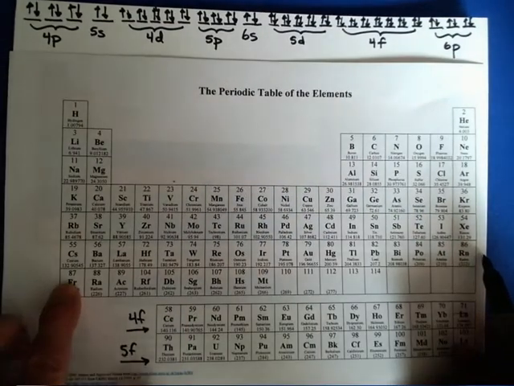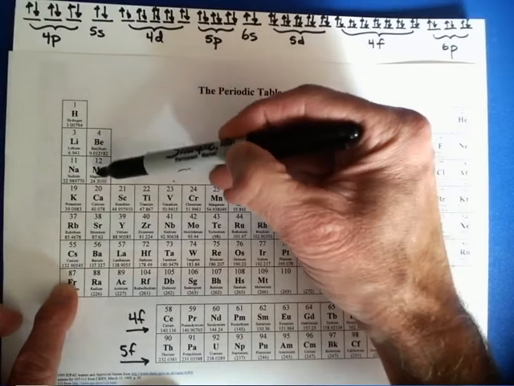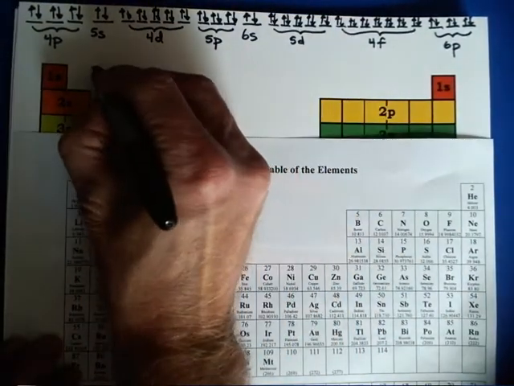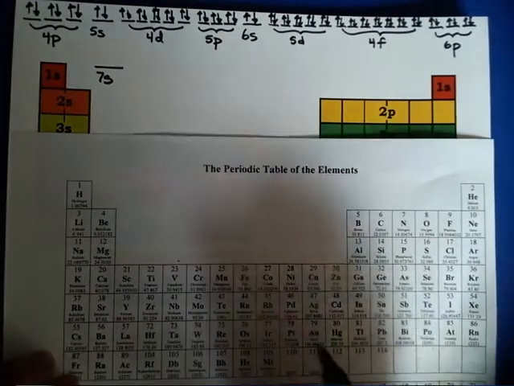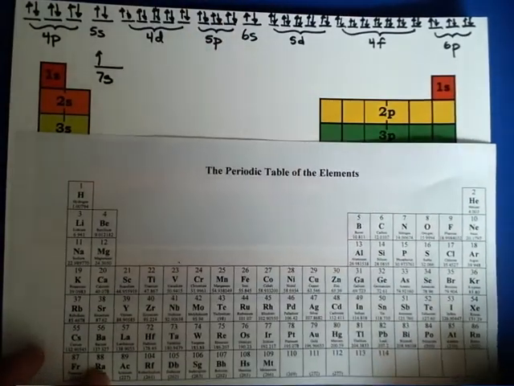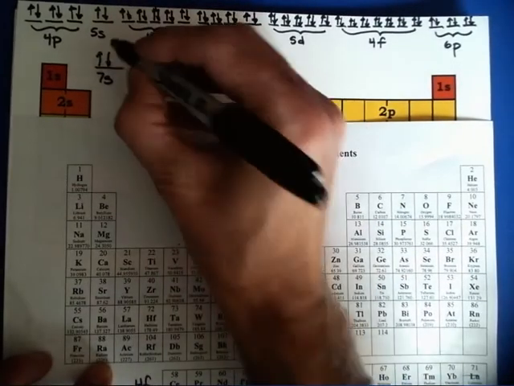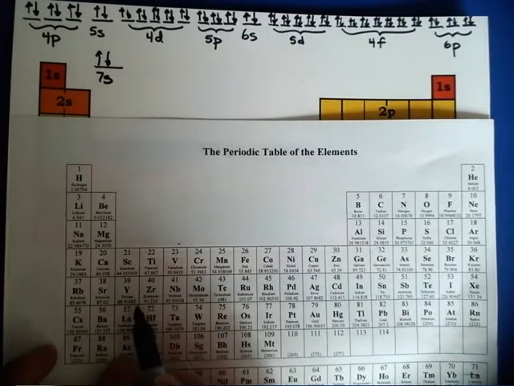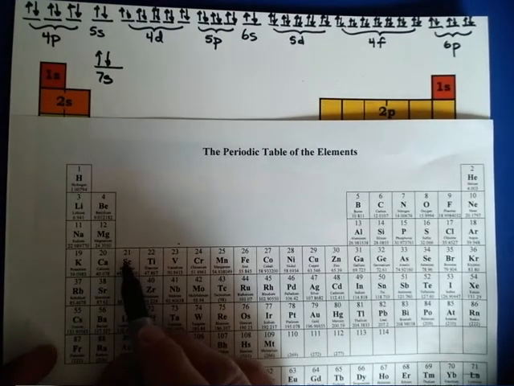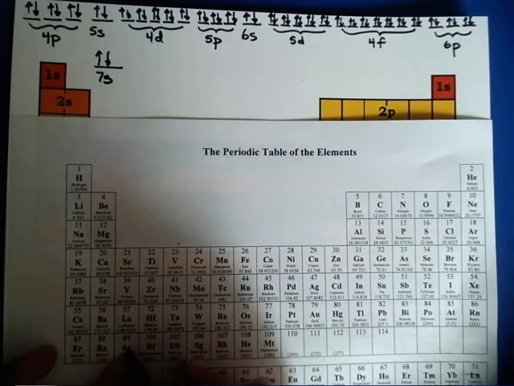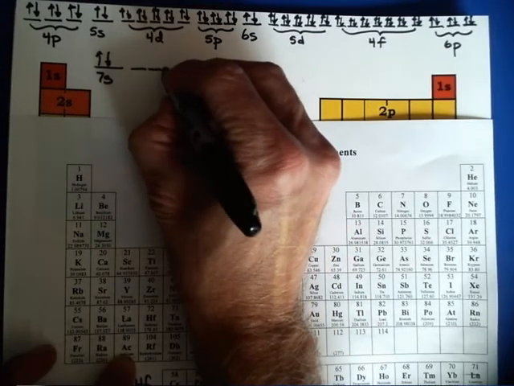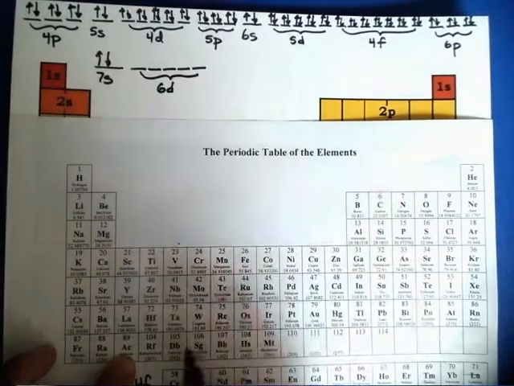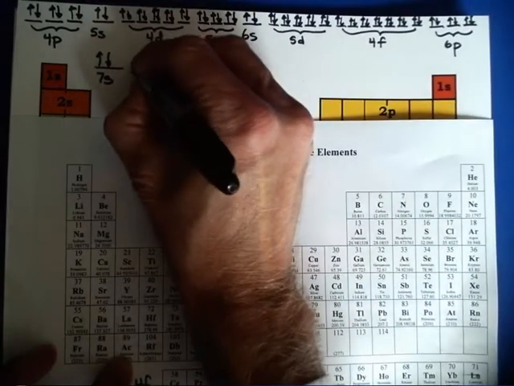I'm going to move here to 87. What period am I in? 1, 2, 3, 4, 5, 6, 7. And I'm in the S block. So I'm going to start that here. 7S. Francium. And then radium. I've run out of my 7S. I'm going to move here to actinium. That's in the 3, 4, 5, 6D. And that 6D is going to have 5 orbitals. 6D. I'm going to place 1 electron in here for actinium.